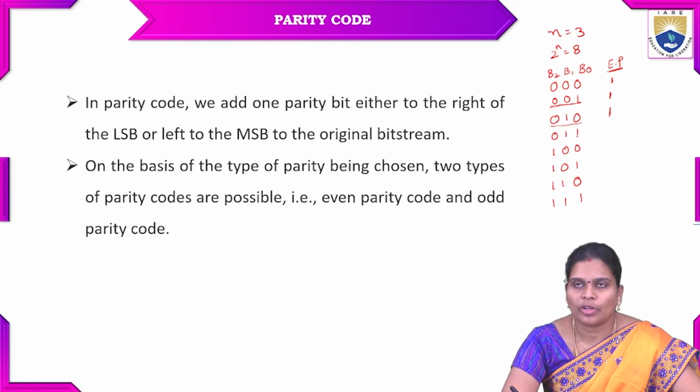Next one, 0 1 1. Here the number of ones is 2, so that is even. So this even parity is 0.